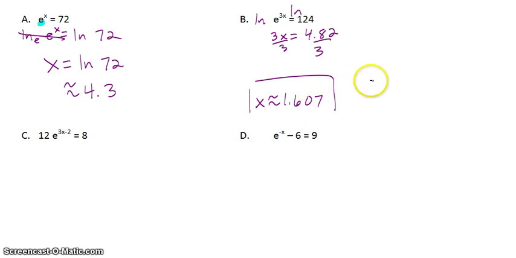And notice we're going to be doing the approximate answer again today. So at this stage, what I typed into my calculator was ln of 124, and then to get rid of the 3, I had to divide both sides by 3. Notice that today we're going to do 3 decimal places instead of 2 decimal places.